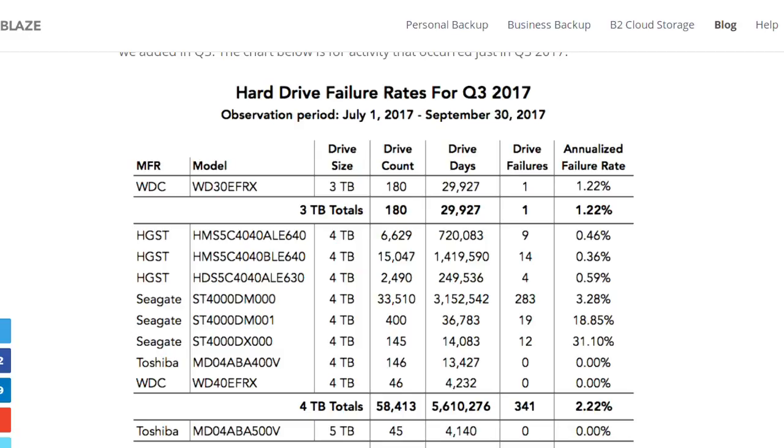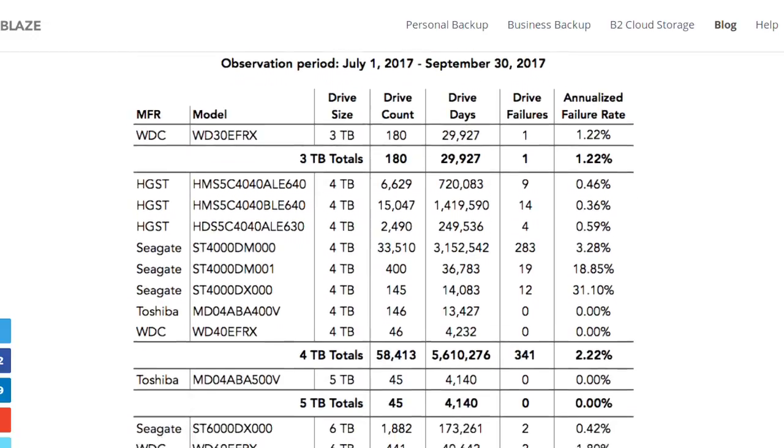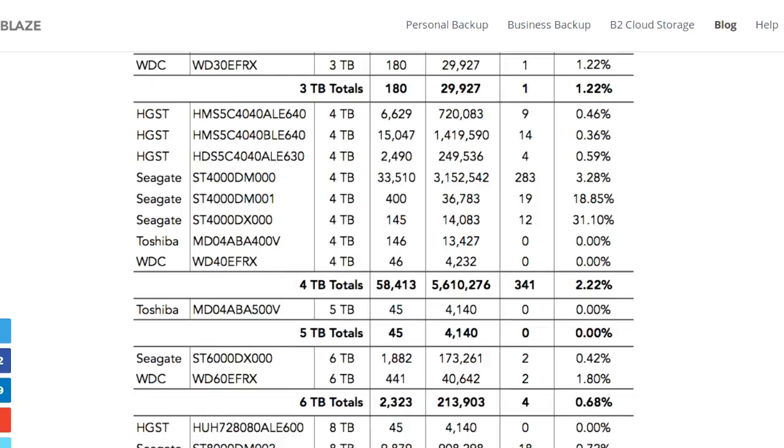Look at the 15,000 or the 33,000 drives and look at that. The Seagate, 33,000 drives, had 3.28%. Don't look at the Seagate that had only 400 drives and had a 20% failure rate, or only had 140 drives and a 31% failure rate. Don't look at those. Look at the ones with a huge number of drives.